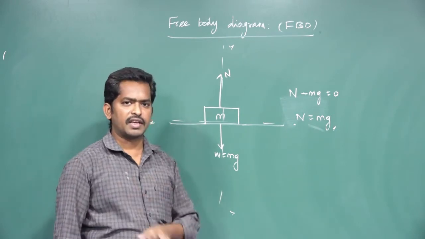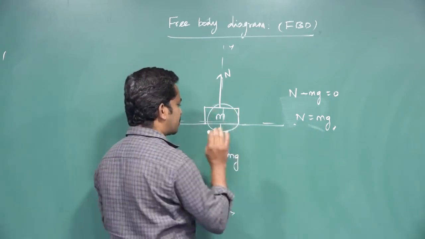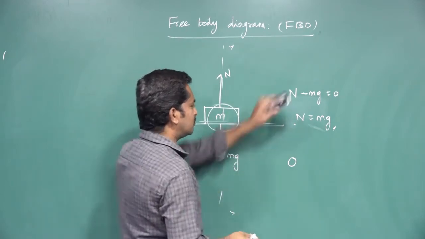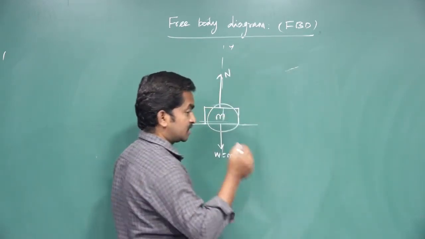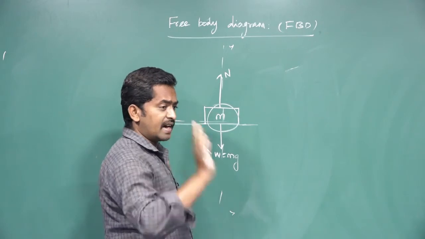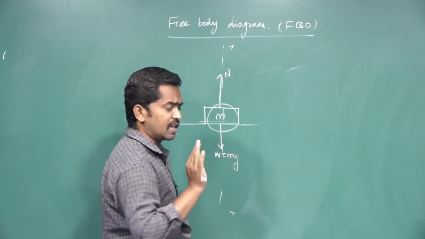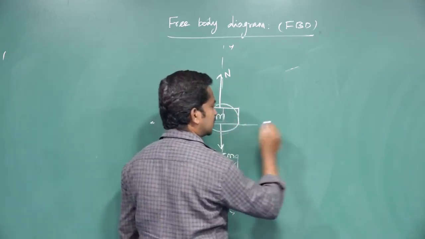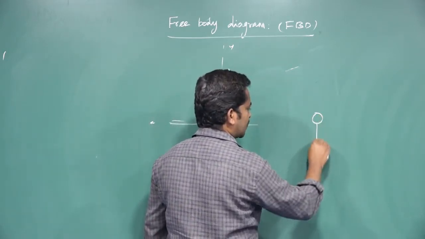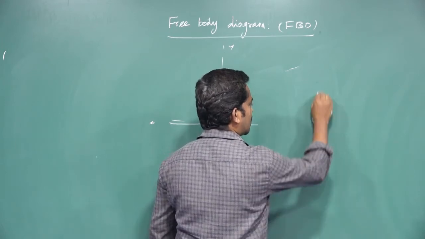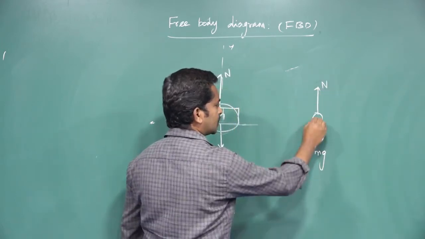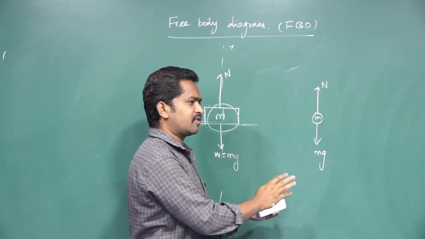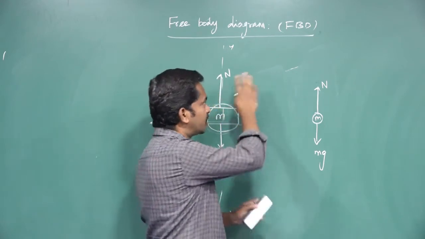To draw the free body diagram, it is simple: the object is represented just as a point. The first step is to identify the forces. The second is that the object is represented as a point. So this mass is considered one point, with the downward force mg and the normal force N. The mass of the object is not considered here in the free body diagram.